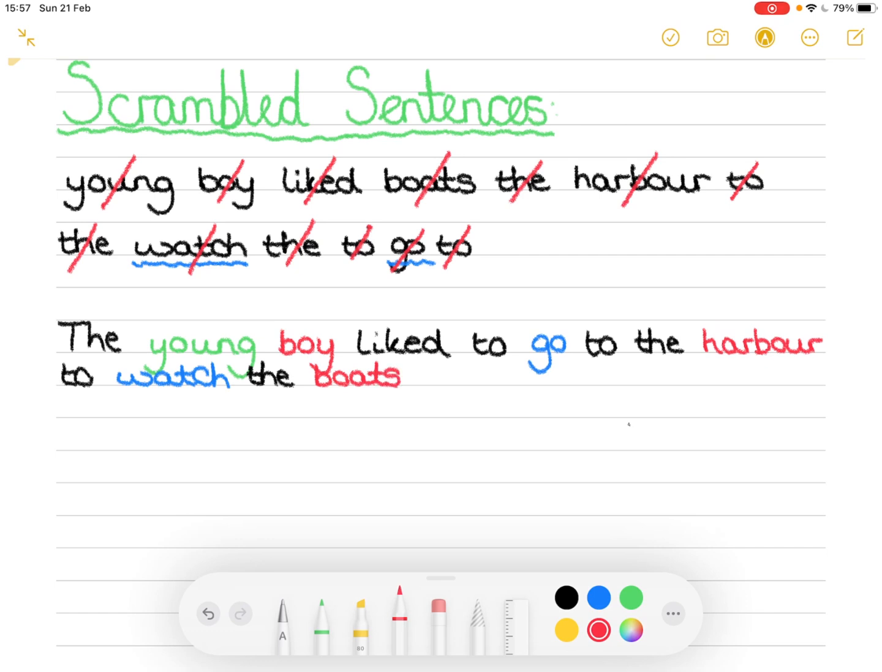Now our sentence is complete, but we need to remember all sentences finish with punctuation, with a full stop. Start with a capital letter, end with a full stop. So we started off with "young boy liked boats, the harbour, to the watch, the to go to", and we've unscrambled our sentence. It now makes sense. The young boy liked to go to the harbour to watch the boats. Okay, so key skill: read your sentence out loud, take it step by step, cross through your words as you go, and you'll be able to unscramble your sentences.